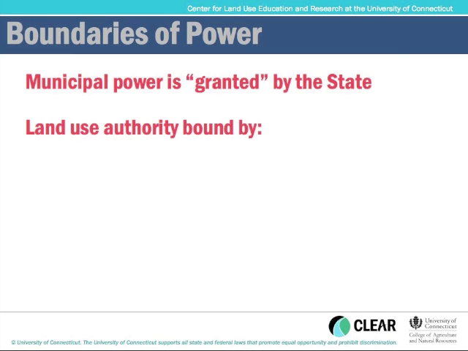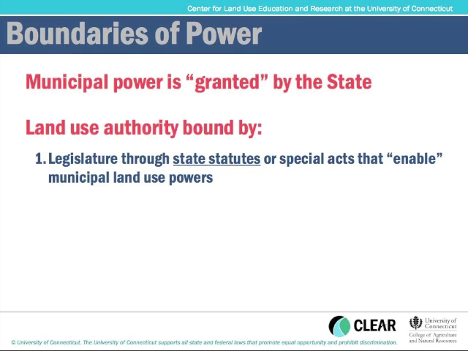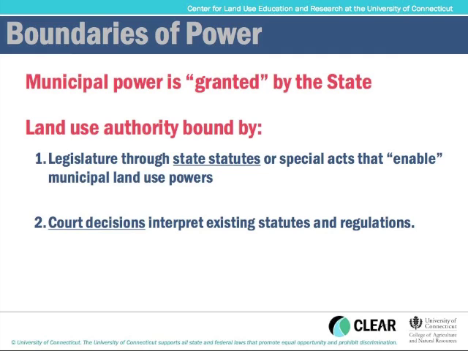Their land use authority is bounded by several things. One is the legislature's enabling acts, or state statutes, that give these powers, and there are boundaries on these powers, which we'll talk about. Other boundaries are set by the courts, through court decisions that interpret state statutes and local regulations, and these somewhat limit the power that a municipality has. And finally, local regulations, which are the boundaries that municipalities set on themselves, saying these are the things we're regulating, and these are what we expect within these regulations. So these three things are the key boundaries to municipal power.